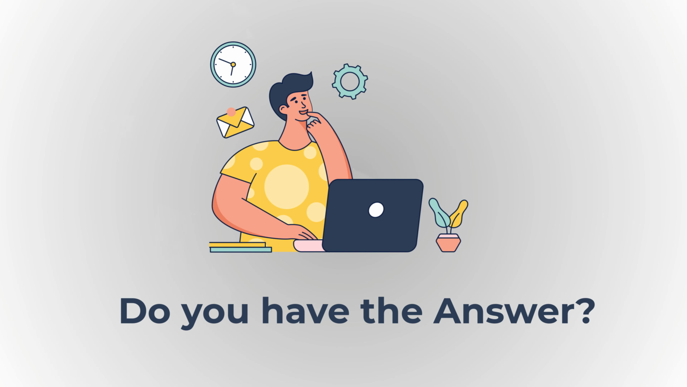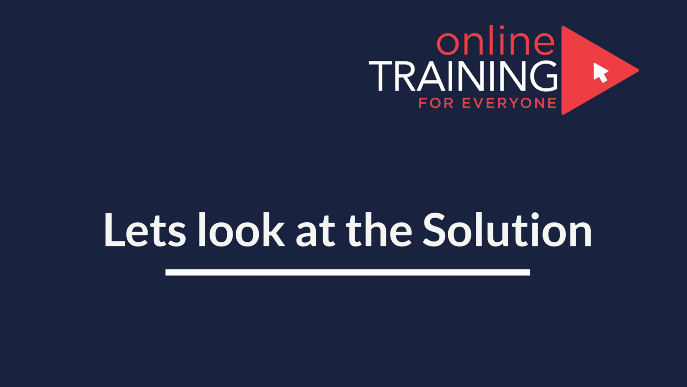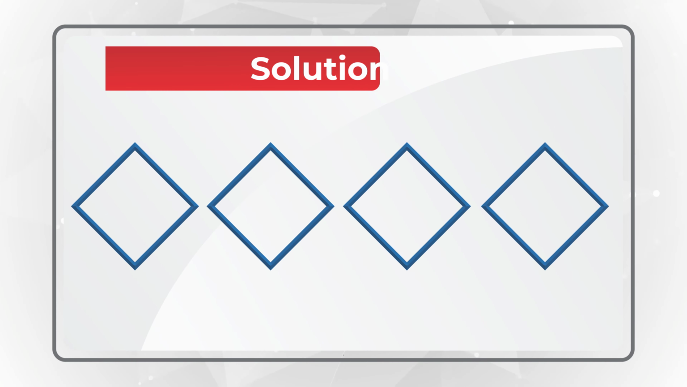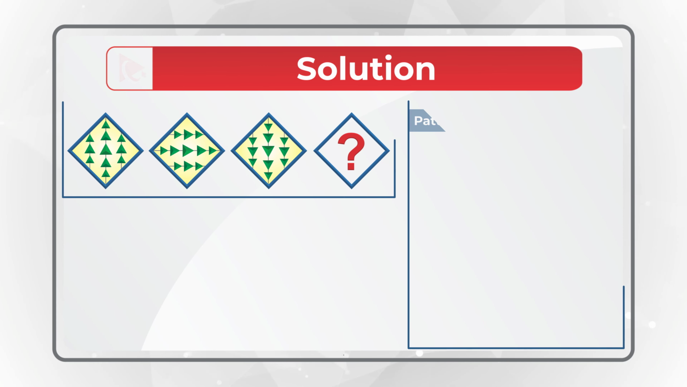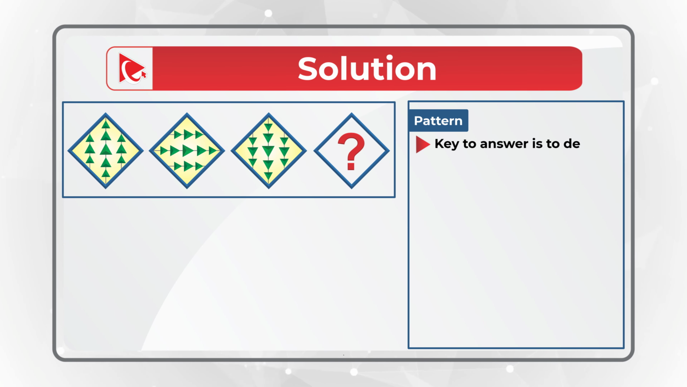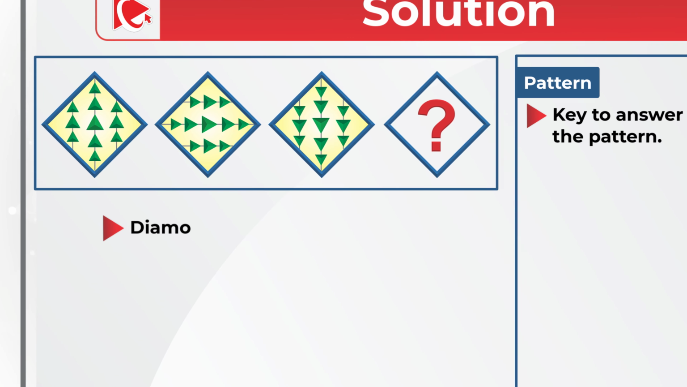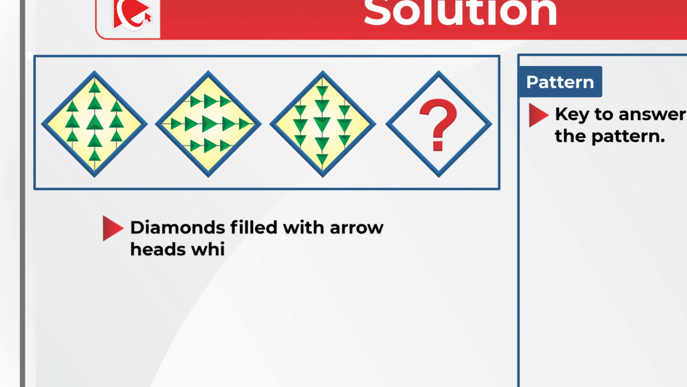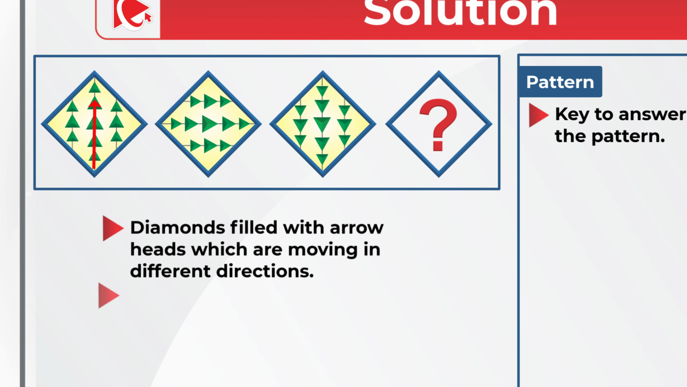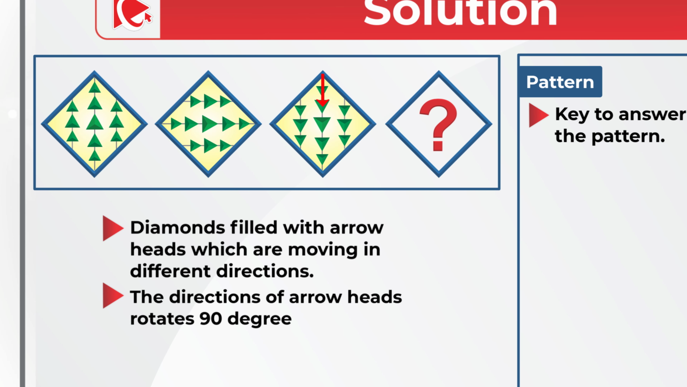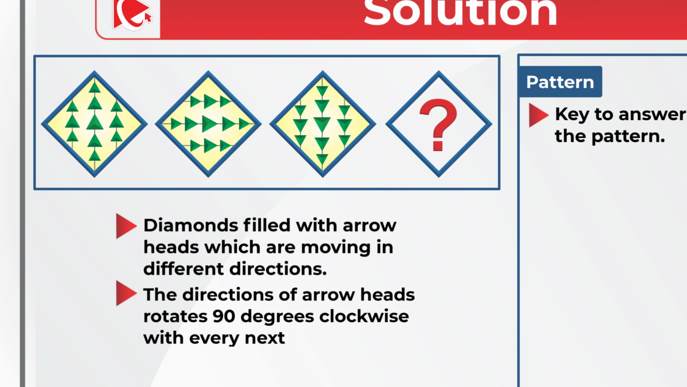Let me move forward and share with you my version of the solution. And obviously, if you have a better way to solve it, please make sure to post in comments. As with a lot of other questions, the key to answer this question is to detect the pattern. If you look closely, you will see diamonds filled with arrowheads, triangles, which are moving in a different direction. The direction of the arrowheads rotates 90 degrees clockwise with every next shape in the pattern.